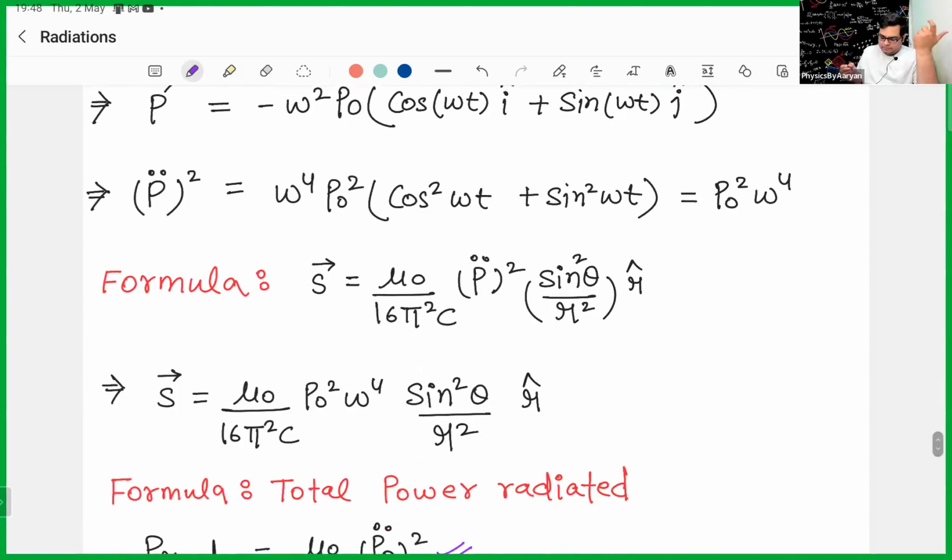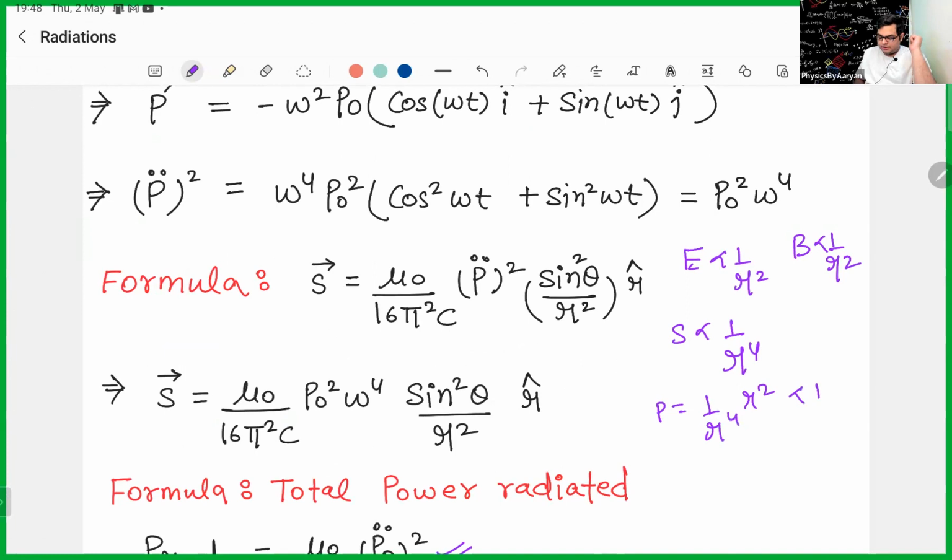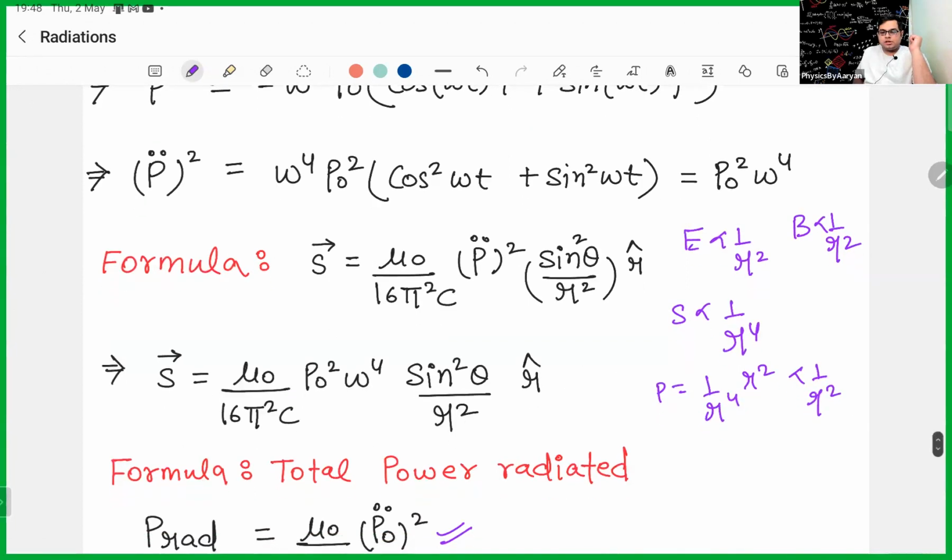Let's take an example like this. Your electric field is 1 by r square. Your magnetic field is 1 by r square. In general, when we do EM waves, your Poynting vector comes out to be 1 by r4, and your power comes out to be 1 by r4 into r square, so your power depends as 1 by r square. So power because of an EM wave could be changing. Close to the source, the power could be different. Far away from the source, the power could be different.